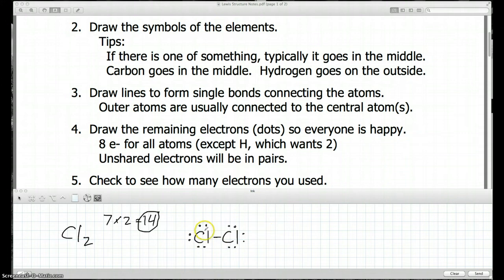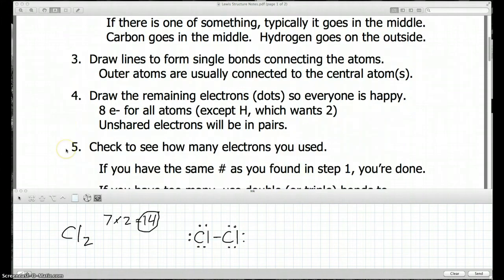So if we look, both chlorines are happy. The left chlorine has 2, 4, 6, 8. The right chlorine has 2, 4, 6, 8. Remember, the 2 in the middle are being shared, so you can count them for either one. So we did step 4, we made everybody happy by giving them dots so that they have 8. Now the one exception to that is hydrogen. Hydrogen only wants 2, but everybody else wants 8. And it doesn't matter how many they start with. Chlorine started with 7, but its goal is to get 8. And you want to make everybody happy, so you want to get their goal.